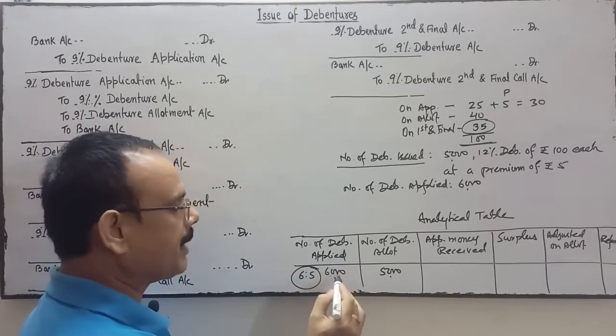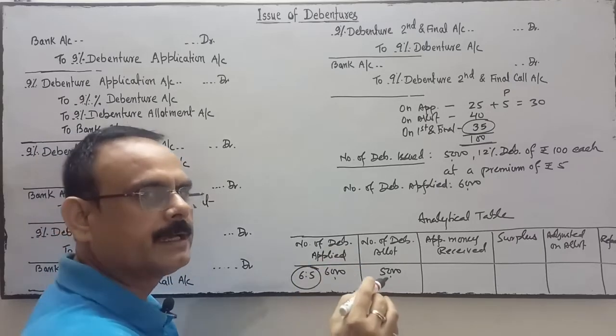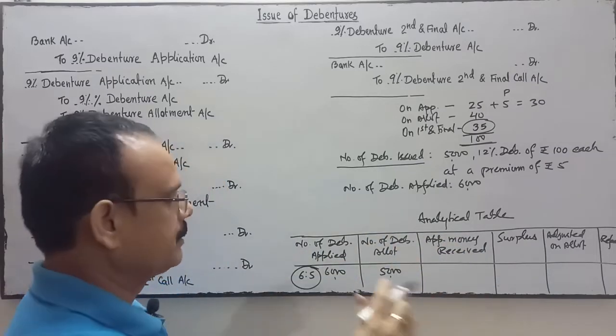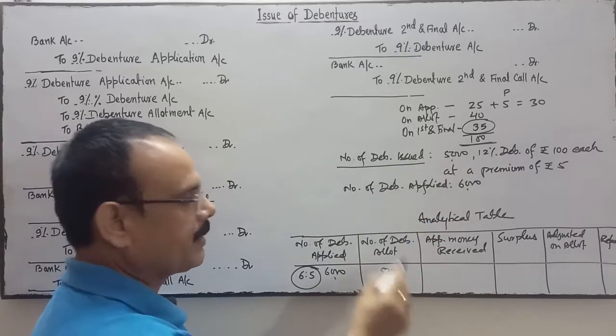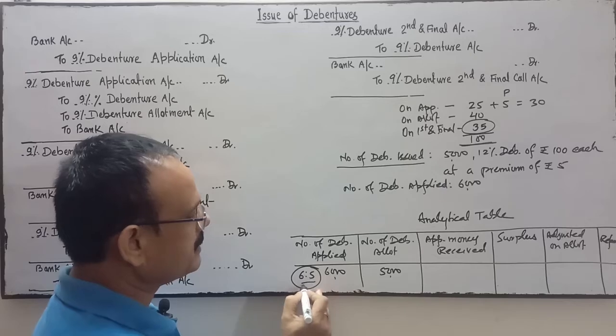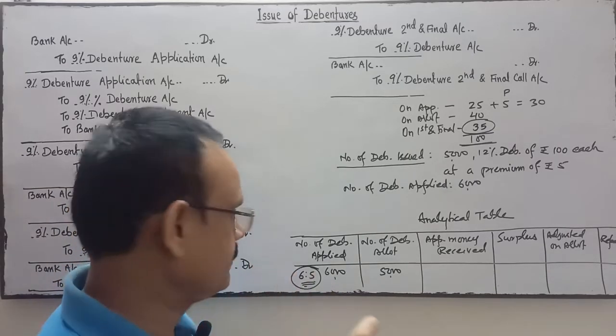Number of debentures applied by the public is 6,000 and here the company has allotted on pro rata basis to all applicants. So the 5,000 debentures issued by the company are allotted. It means allotment is based on the pro rata, that is 6:5. Those who applied for 6 will get 5 shares.